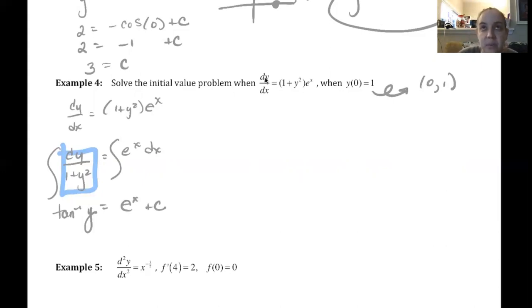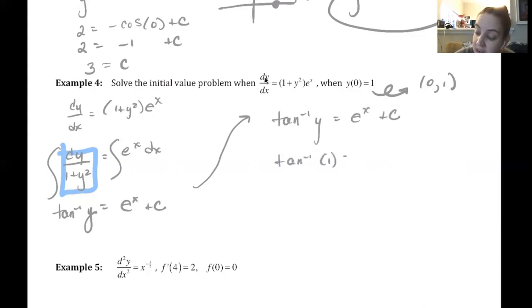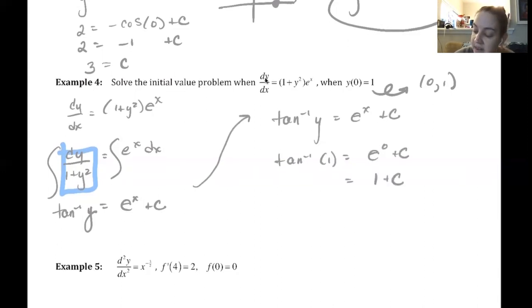Now, do you have to solve for y every single time? You don't have to. And in fact, in this case, I think it might be easier to solve for c before we solve for y. So inverse tangent of y is equal to e to the x plus c. So I'm going to say inverse tangent of 1 is equal to e to the 0 plus c. e to the 0 is 1, plus c.